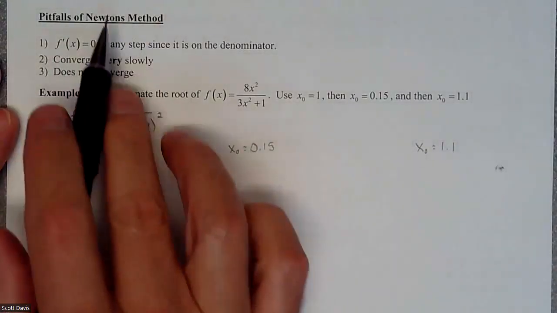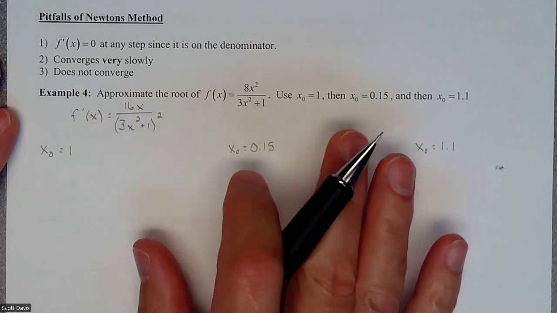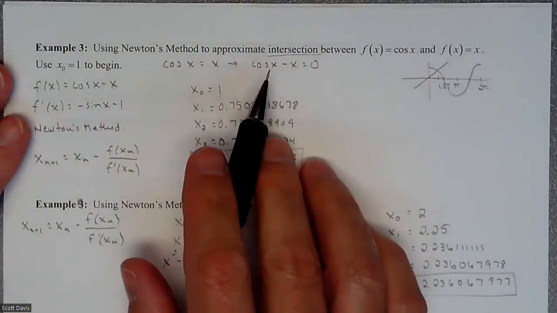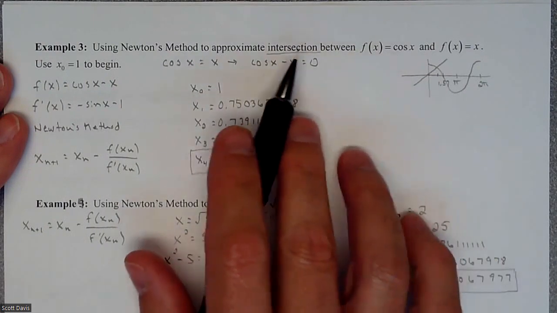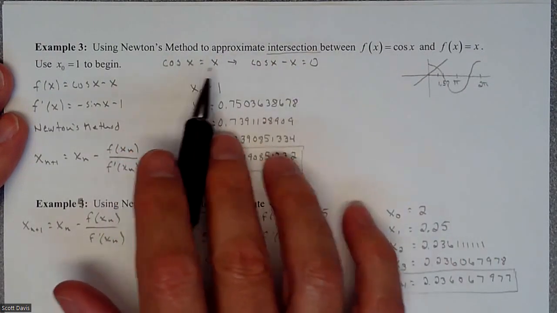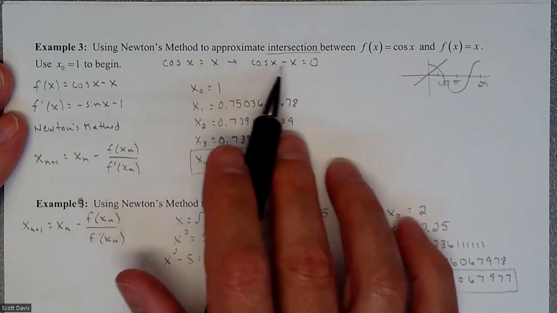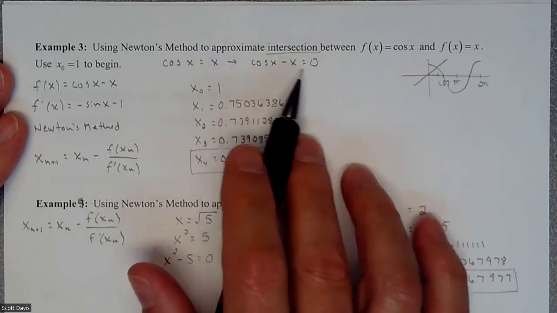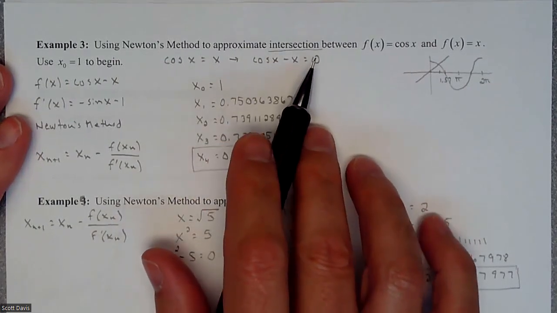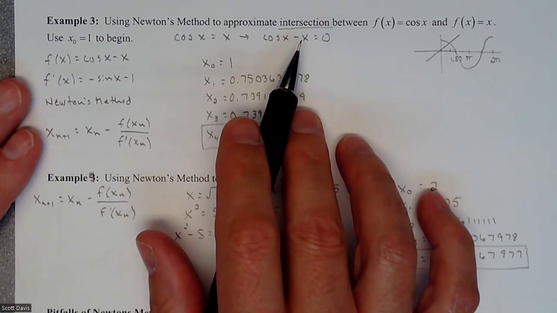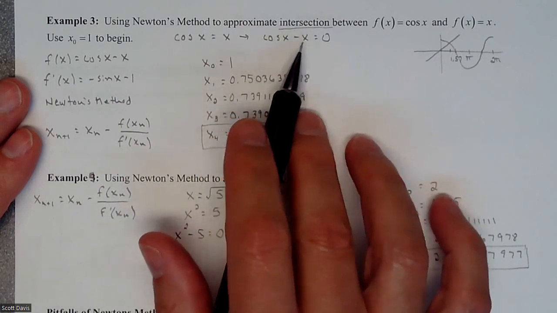In this example, we're going to talk about some potential problems with Newton's method. Newton's method, just a quick refresher, is to help us figure out where x-intercepts are. So in this particular problem, we were looking at where they intersected each other. So we set them equal to each other, and then we brought everything over so it was equal to 0. And that's what Newton's method is really good at, finding out where the x-intercept is of this graph.